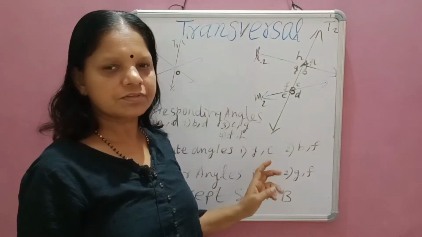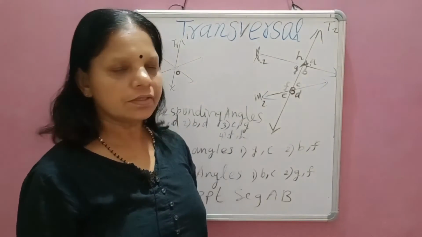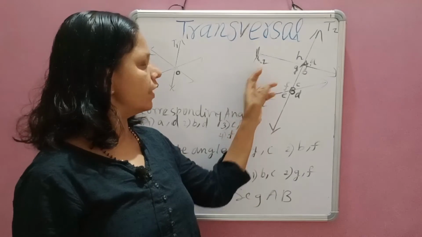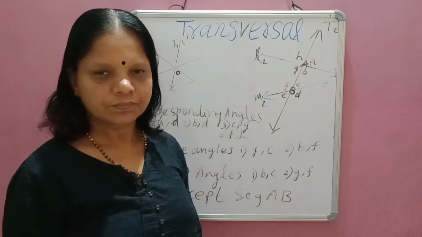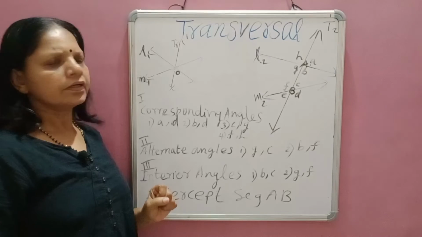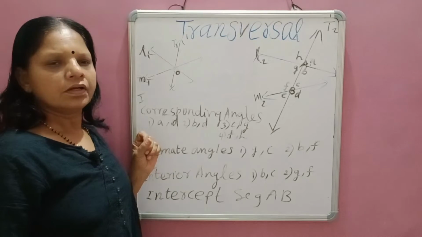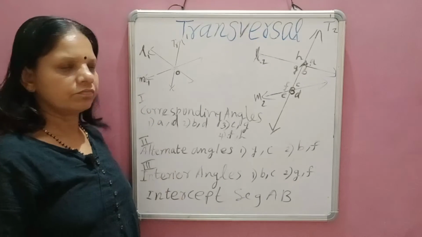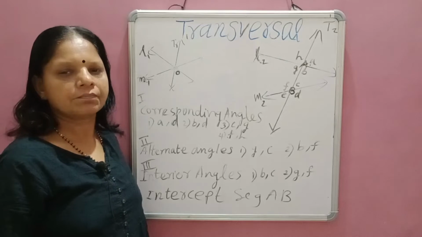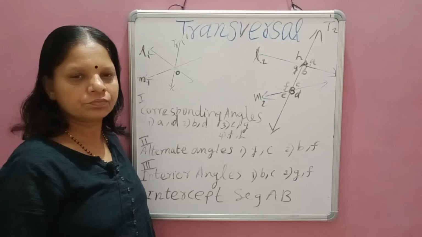So here I am saying that in the second figure, line T2 is the transversal for the lines L2 and M2. But in the first figure, line T1 is not the transversal for the lines L1 and M1. So what could be the reason? What is meant by transversal? What difference can you observe in the two figures?